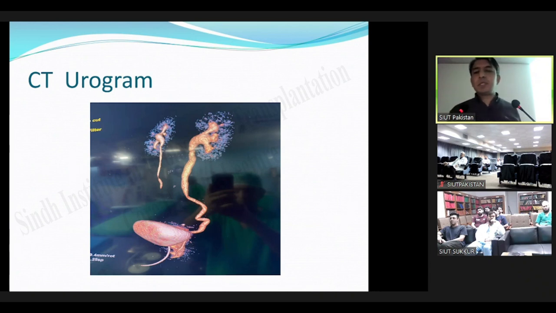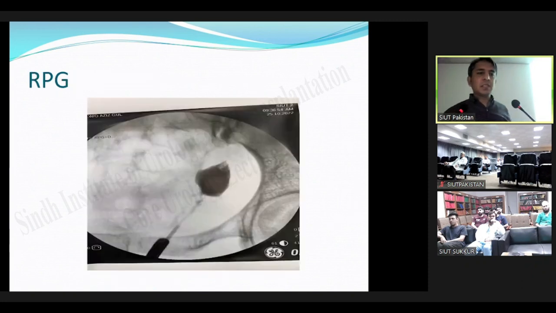So the principle is that the entire length of the ureter is rarely seen in a single film of excretory urography because of its peristaltic activity. Otherwise, ureteral atony or obstruction should be suspected when you see the complete length of the ureter on CT. This is the same patient's RPG, and that is showing the extravasation of the contrast at the distal ureter.